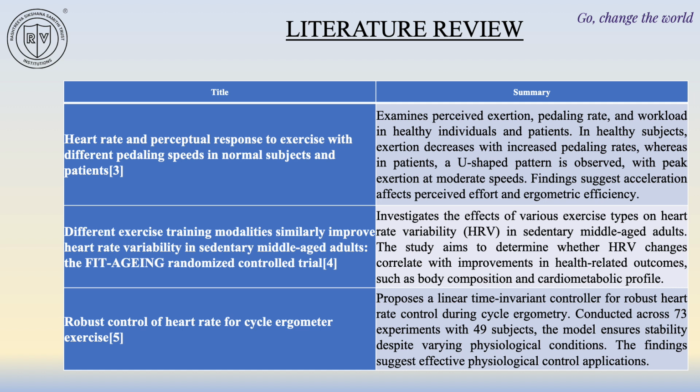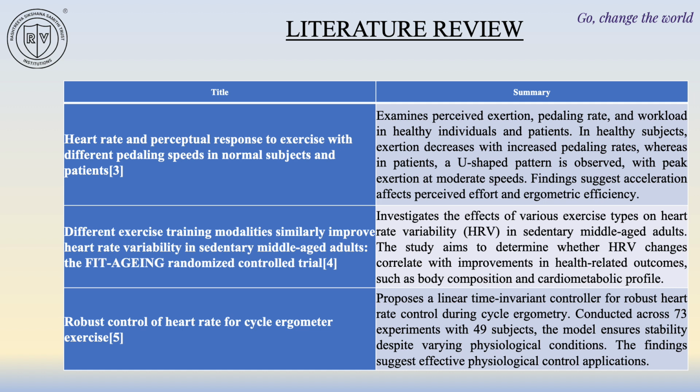The next paper, from Springer, is heart rate and perceptual response to exercise with different pedaling speeds in normal subjects and patients. This paper talks about perceived exertion, pedaling rate, and workload in healthy individuals and patients. In healthy subjects, exertion decreases with increased pedaling speeds, whereas in patients, a U-shaped pattern is observed with peak exertion at moderate speeds. Then the next paper is different exercise training modalities similarly improve heart rate variability in sedentary middle-aged adults in the Fit Aging randomized controlled trial. I obtained this paper from Elsevier.